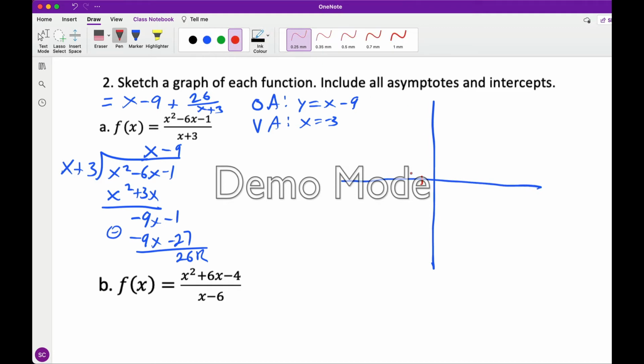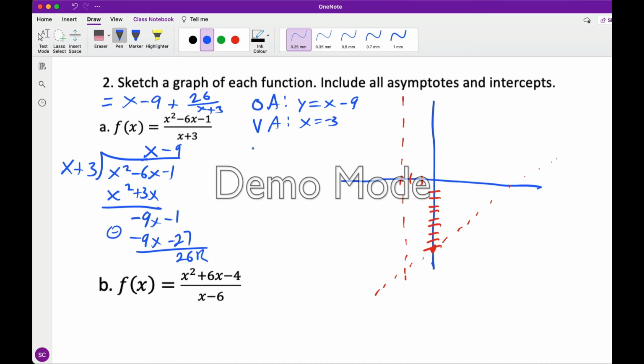So vertical asymptote negative 3. You got y equals x minus 9, so you got to go down to 1, 2, 3, 4, 5, 6, 7, 8, 9. And draw a line here, right? So you get the x-intercept, but you have to use quadratic formula and stuff like that. So if you want to figure out where it is, well, the x-intercepts will tell you.